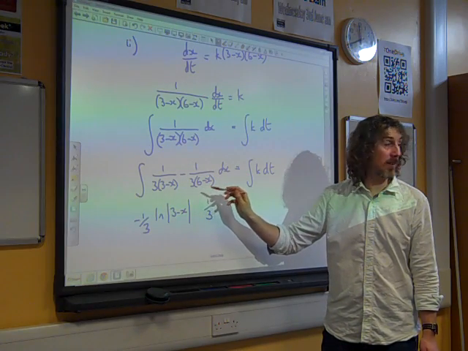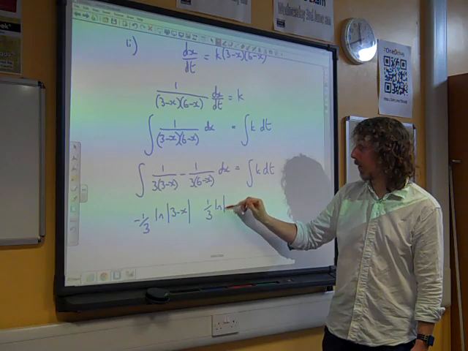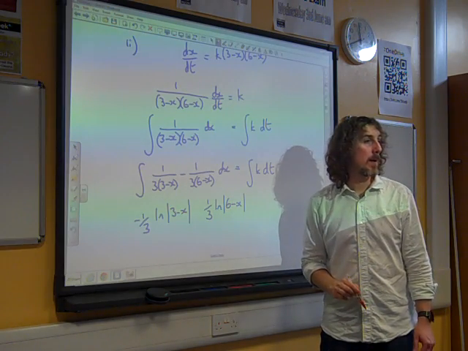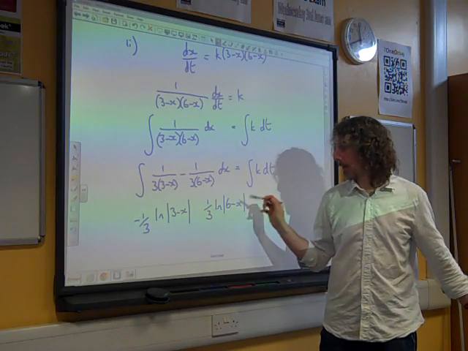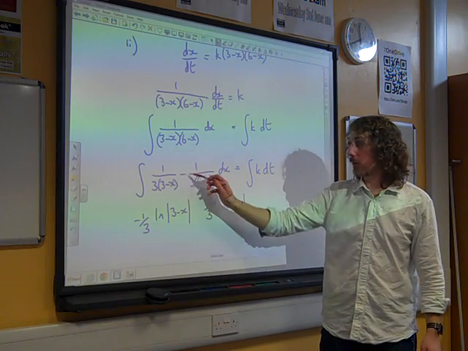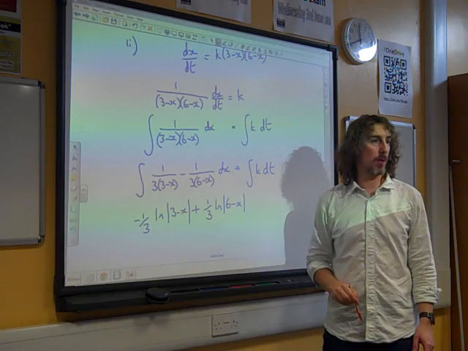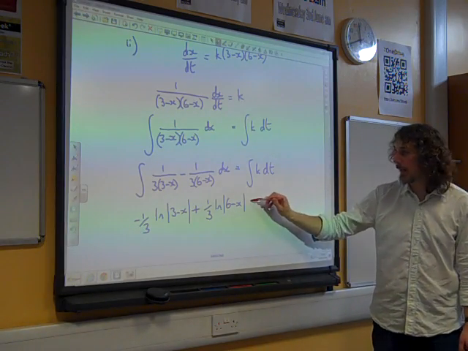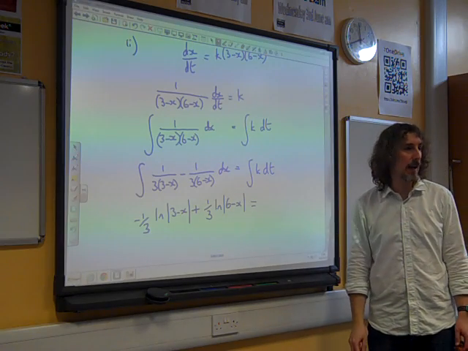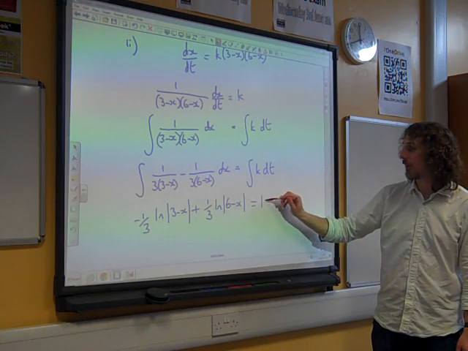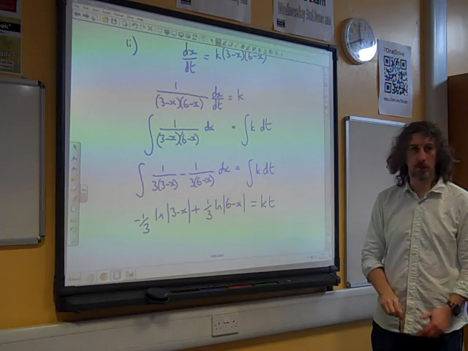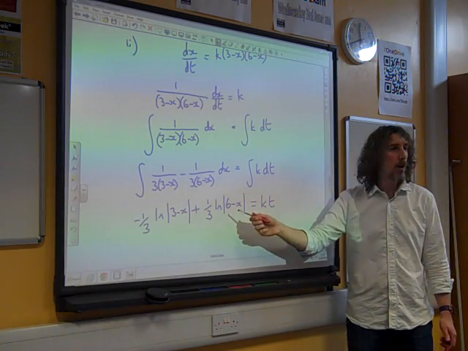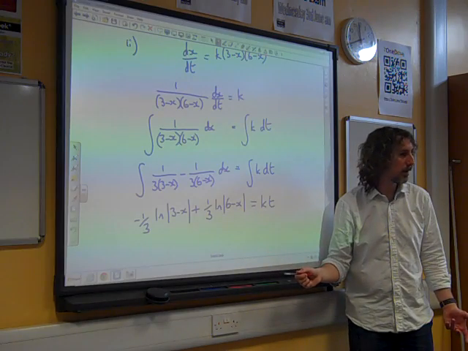If you integrate 1 over 6 minus x, you get the natural log of the modulus of 6 minus x. But you have to divide by the minus 1, that was the coefficient of x, but there was already a minus there. So I'm going to call that plus a third, and then ln of 6 minus x. Over here, we are integrating k with respect to t, which gives us kt, whoever she is. Right, and we've finished integrating.